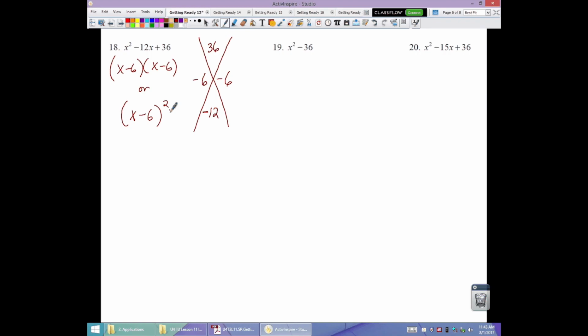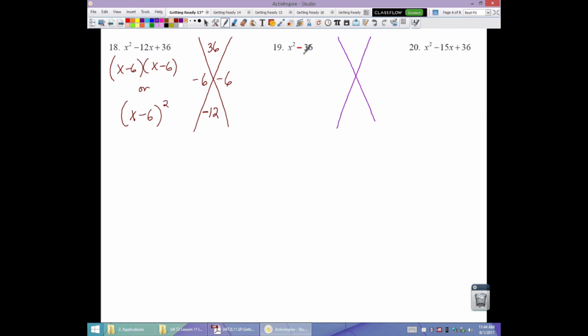Now, number 19 happens to be the difference of two squares. I recognize that when I see the subtraction, it's a binomial, and they're each perfect squares. I know the square root of x squared, and I know the square root of 36. So if you recognize that and can jump right to your factored answer, great. But if not, the method that we were using in the last problem will still work.